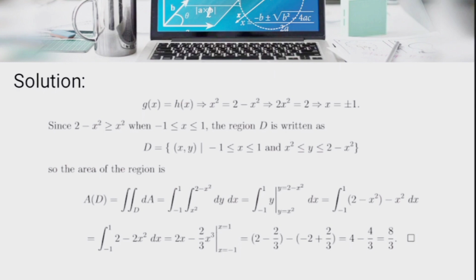So the area of the region is the double integral over D of dA, which equals the integral from negative 1 to 1, the integral from x squared to 2 minus x squared of dy dx, which equals, from here, you need to evaluate it, which gives us the value of 8/3.